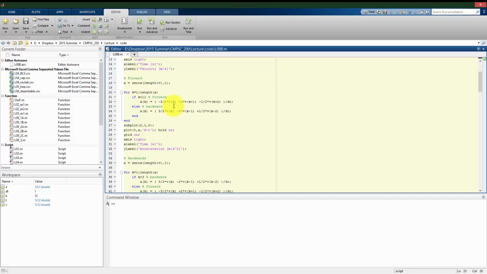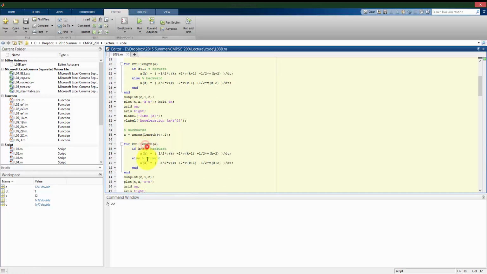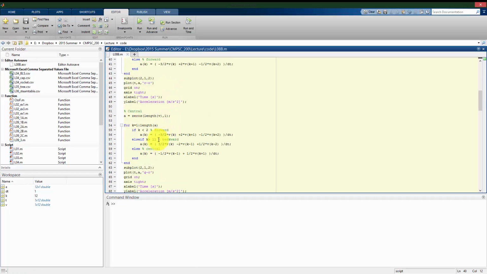And be careful here, because if you're trying to take a point that doesn't exist, like the 0th value of v in this case, or the 13th value of v, then it's not going to like that because that does not exist. So you have to be careful where you're putting these if statements if you're using this compound approach of using sometimes forward, sometimes backward, and sometimes central differentiation.